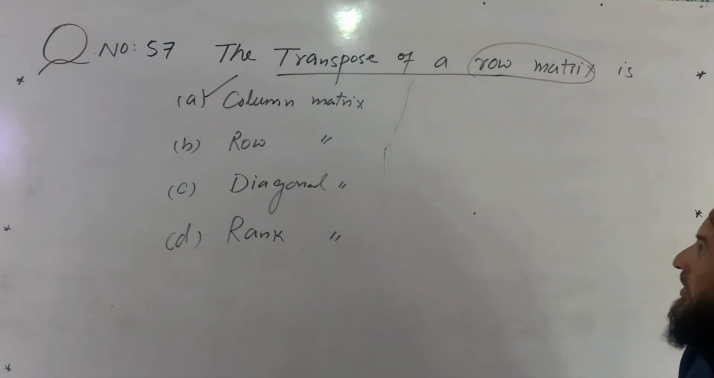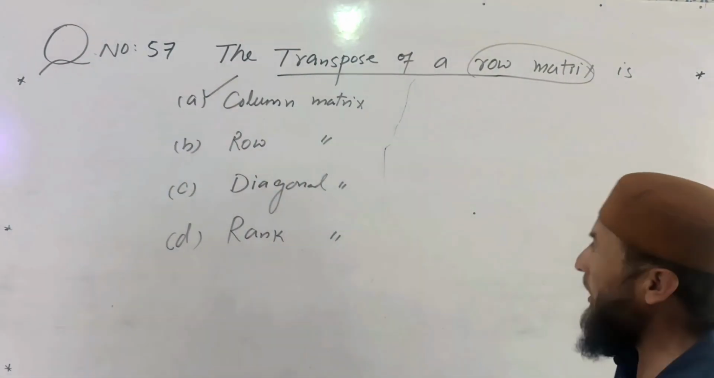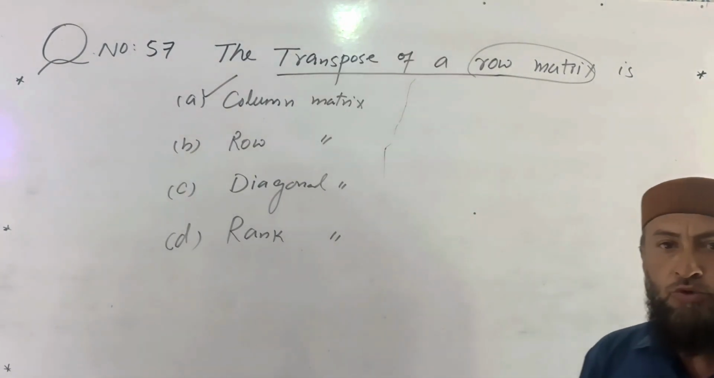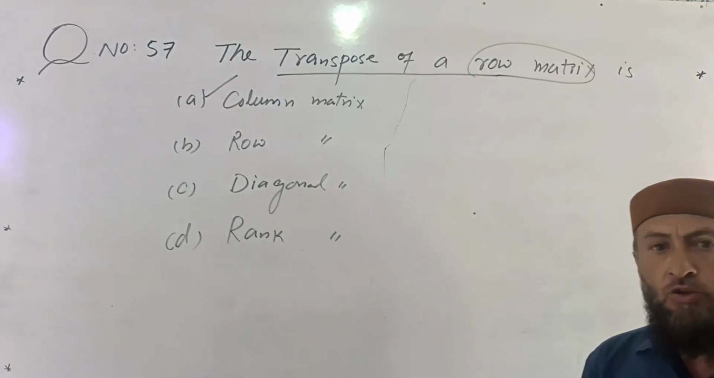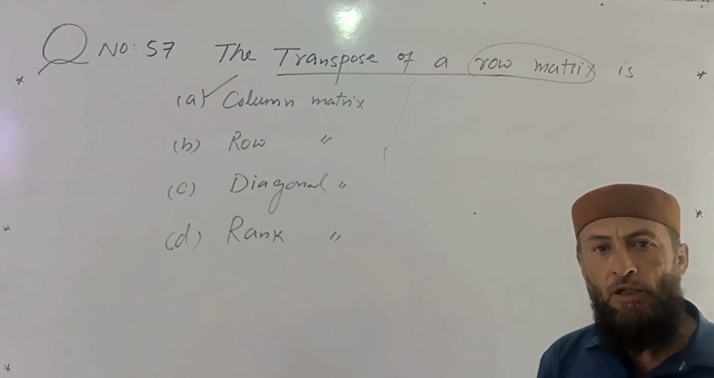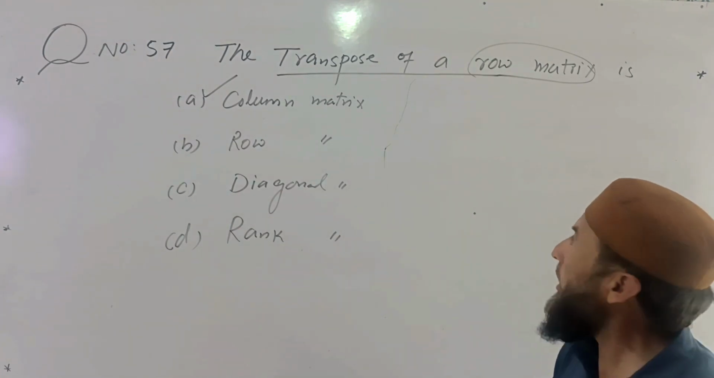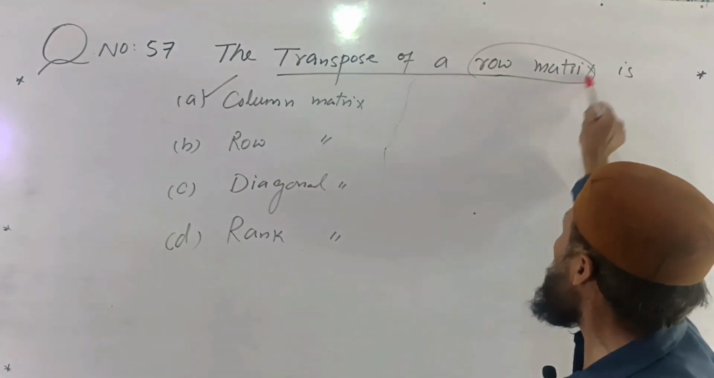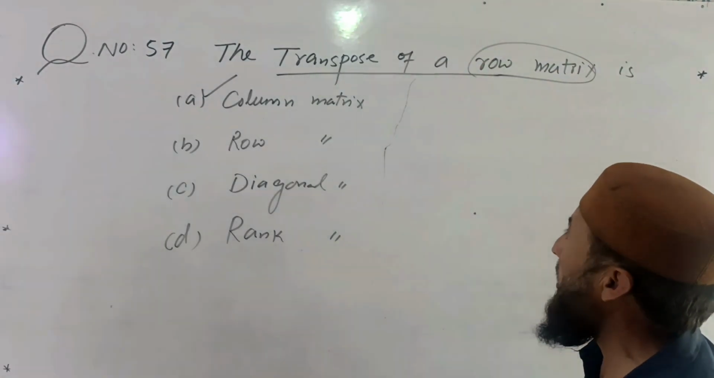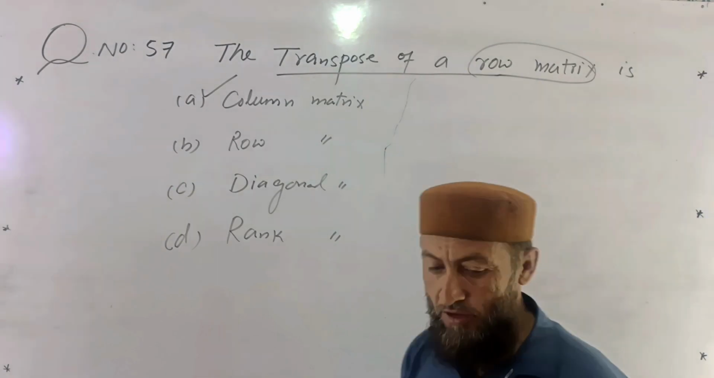Transpose of any matrix, according to the definition, means rows change into columns or columns change into rows. So here the transpose of the row matrix is called a column matrix.